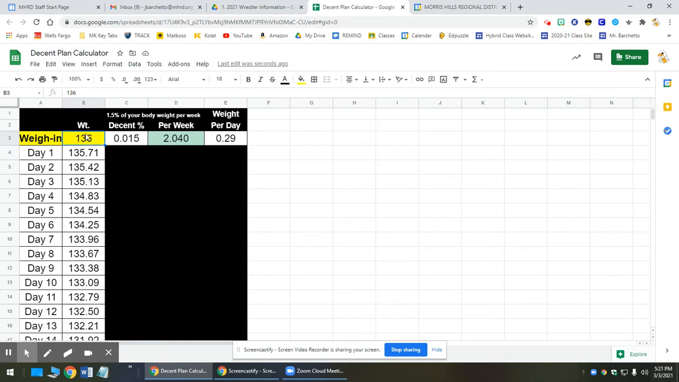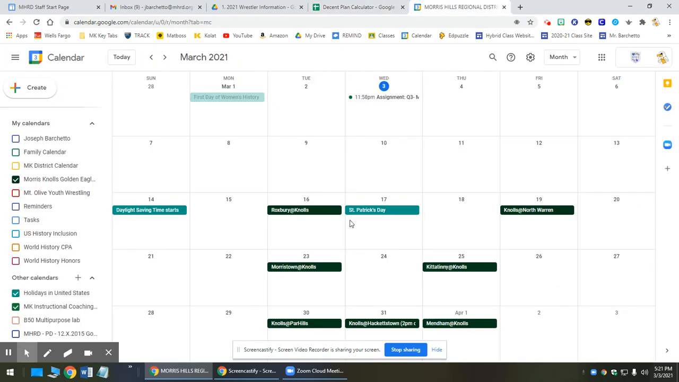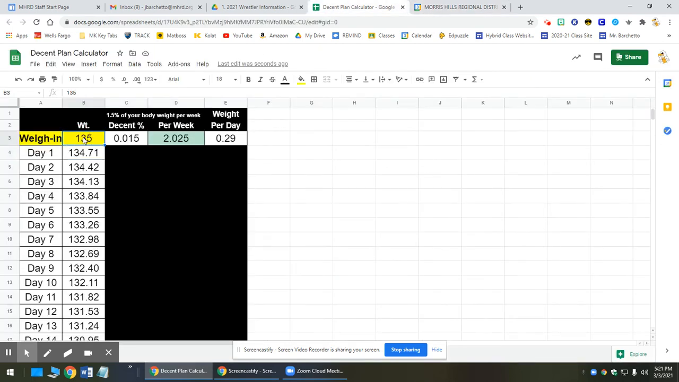And really, you only have to deal with these 2 columns. When you go across, this is just telling Shane that the most weight the state will allow him to lose is basically 2 pounds a week, and it's 0.29 pounds per day. So that's how he knows. Let's say he gets to 135. If he gets to 135, then by day 4 he can make 134. Day 4, again 1, 2, 3, still puts him past North Warren. So if he really wanted to wrestle 134 in North Warren, he probably has to make 134 on that day against Roxbury.